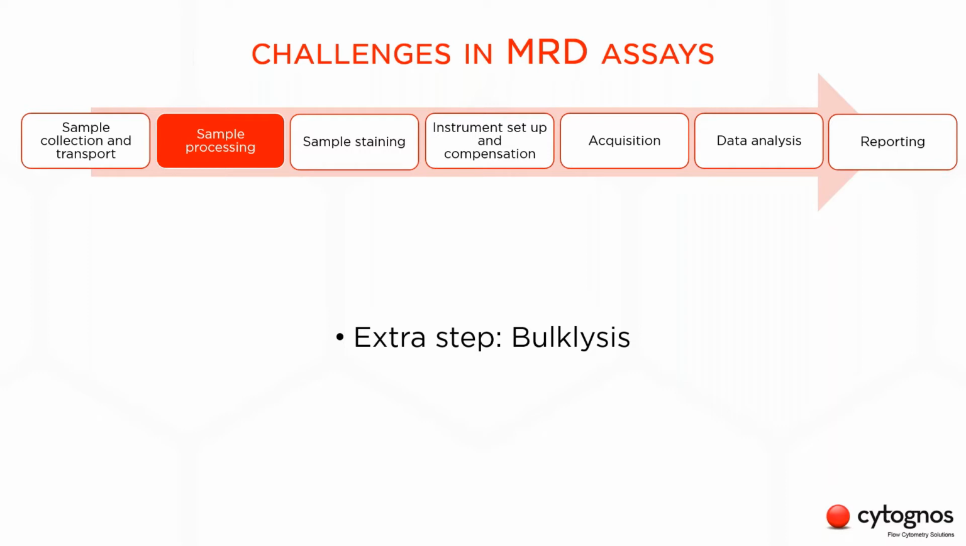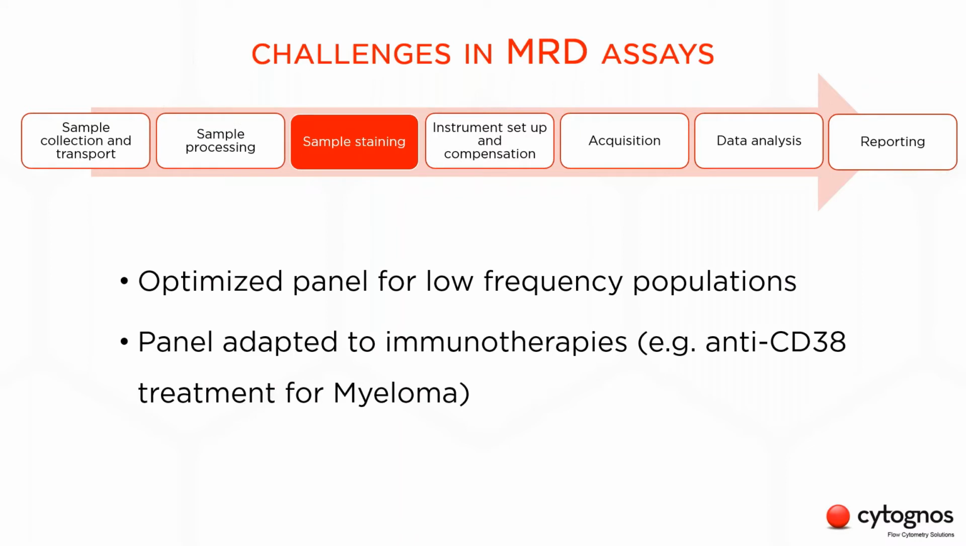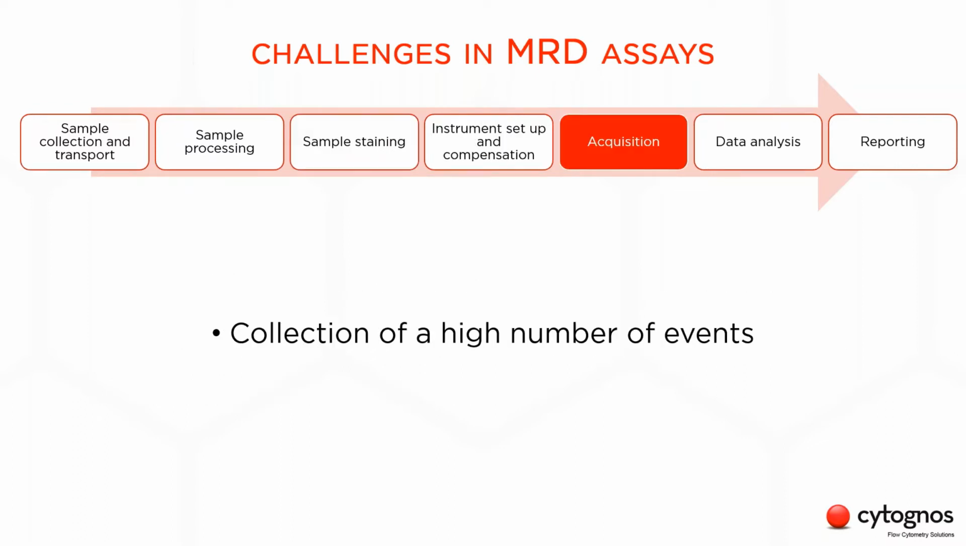Then we have to bulkize the sample upfront to concentrate the number of cells. So we need to add an extra step to our sample processing protocol. We need to make sure that our MRD panels are optimized for detecting the target population at very low levels, and that the panels are adapted to immunotherapies that can interfere with the expression of certain markers. And definitely, we need to make sure that our instrument has the capacity to collect a high number of events relatively fast.